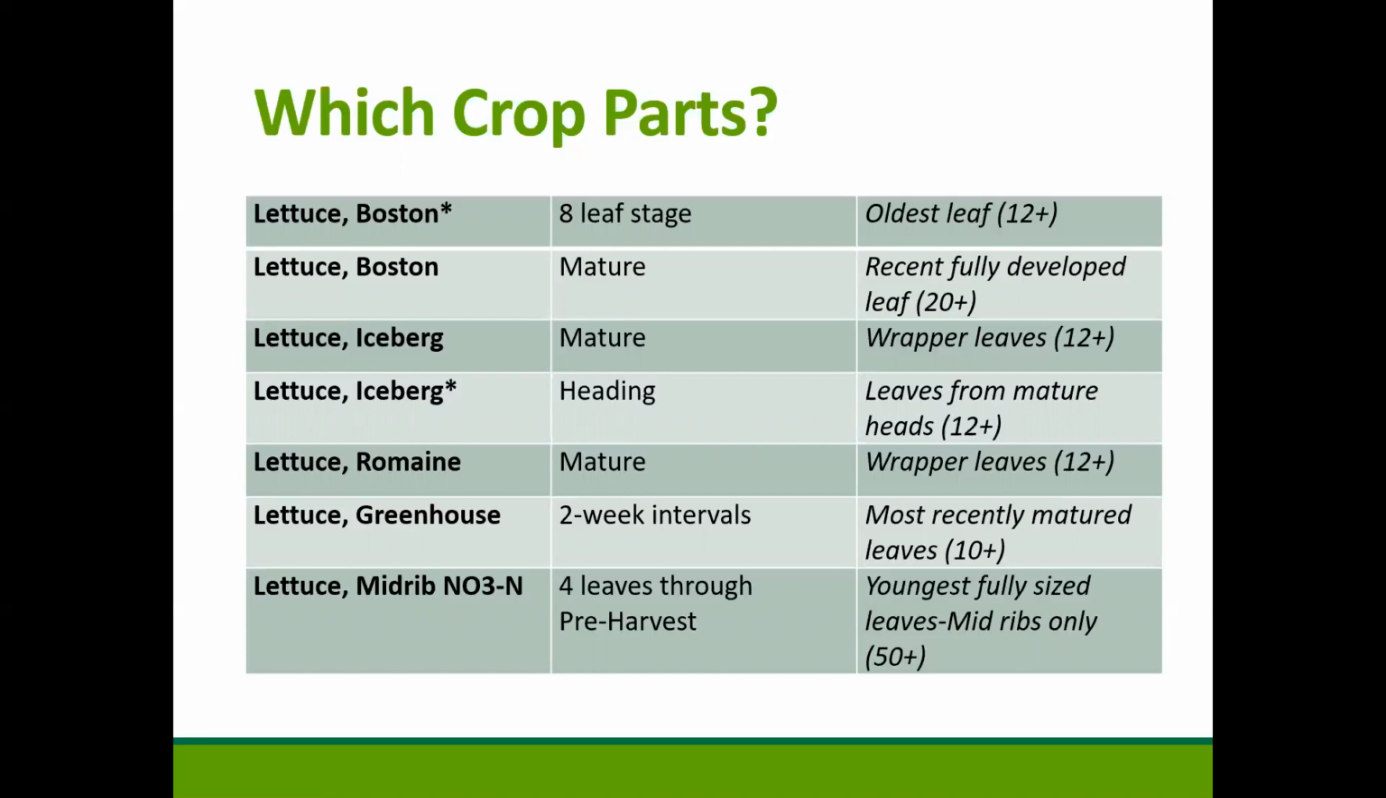They're looking for fully developed leaves on Boston lettuce at the 8-leaf stage. So basically, an immature plant, not a harvest stage. They're looking for the oldest leaf. That's it. They want 12 of the oldest leaves.